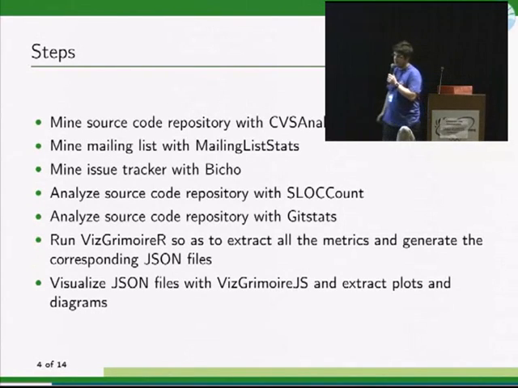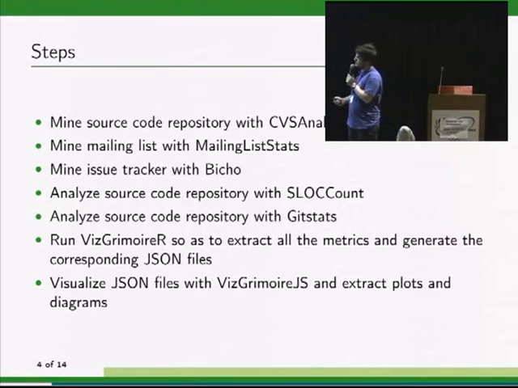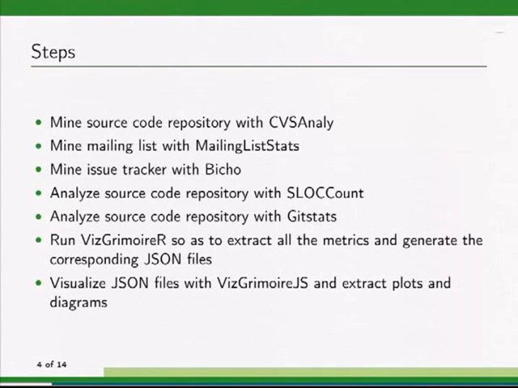So, the steps are: first we mine the source code repository that we want to mine. It could be from openSUSE or from another open source project. The second step is to mine the mailing list from the project. Then we mine the issue tracker. We analyze the source code repository regarding cost with SLOCCount. Actually, Git stats is a tool that I finally didn't use for the analysis, but it's very relevant to CVS Analy, with focus on only Git repositories.